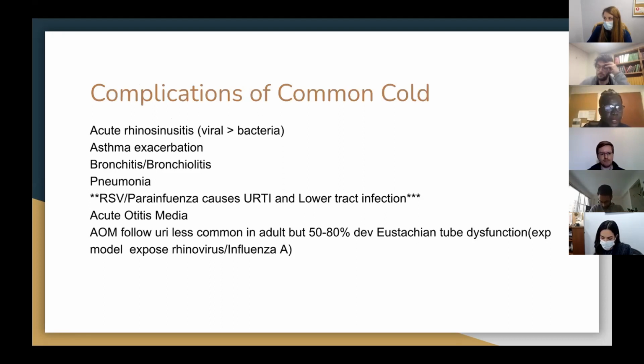Complications of the common cold. Most common is acute rhinosinusitis, mainly viral versus bacterial. Asthma exacerbation: 40% of people who get an upper respiratory infection can get an asthma exacerbation, and the culprit most of the time is rhinovirus. You can have extension to the lower tract, which would be bronchitis, bronchiolitis, pneumonia, as in the situation with RSV, which can cause both upper and lower infections. Influenza can do the same thing.